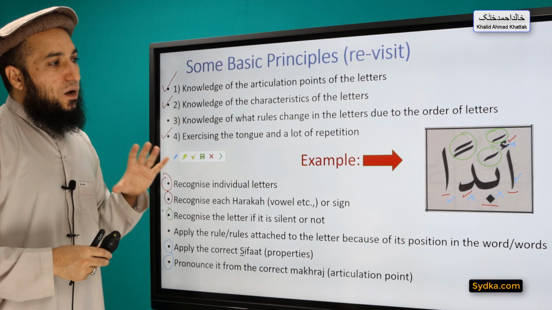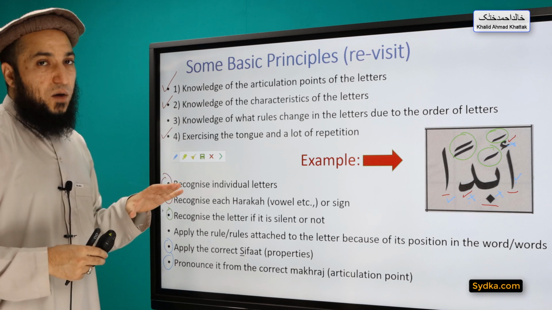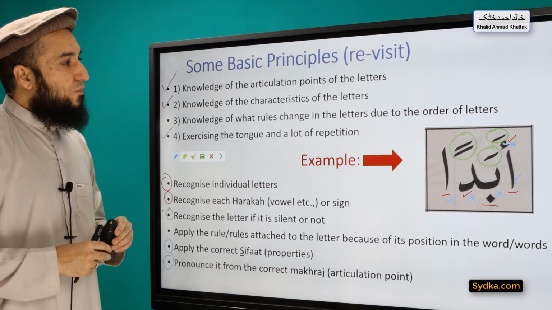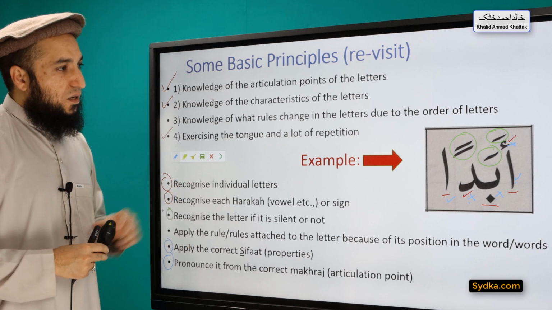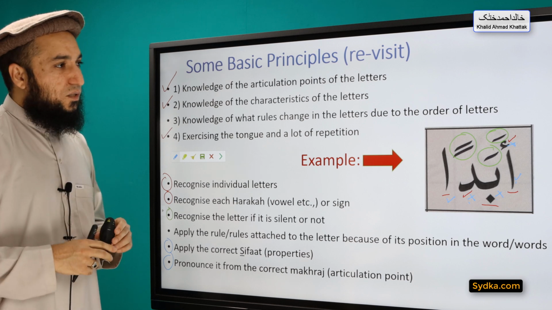So if we manage to implement these steps correctly, then our reading and recitation will be very easy. These are not fixed rules; you can add or subtract to it. These are just general guidelines for recitation or reading the Arabic.